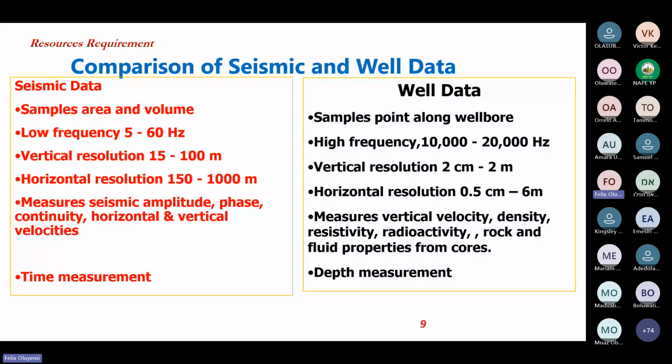While your well measures something like density, velocity, resistivity, radioactivity, rock and fluid properties. So these are just the comparison between seismic-to-well tie, and this is why it's good to understand this, so that when you are bringing them together, you bring everybody to the same stage. So where they have differences, you try to align them so that every one of them will be on the same frequency.